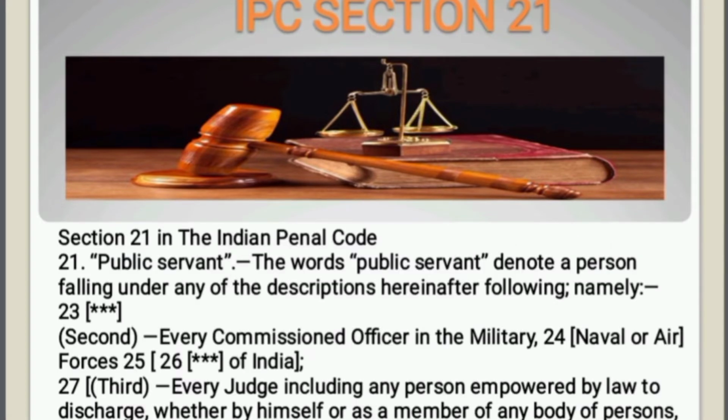Section 21, The Indian Penal Code 1860. Public servant. The words public servant denote a person falling under any of the descriptions hereinafter following, namely: every commissioned officer in the military, naval or air force of India; every judge, including any person empowered by law to discharge, whether by himself or as a member of any body of persons, any adjudicatory function.